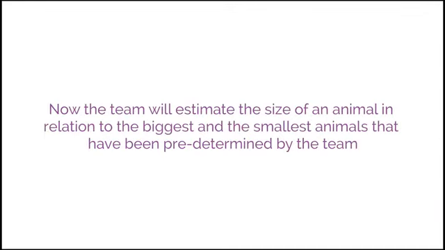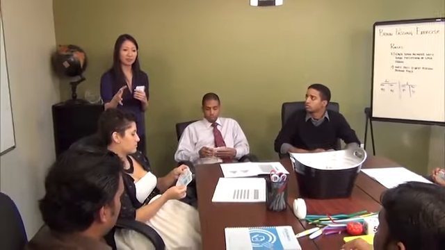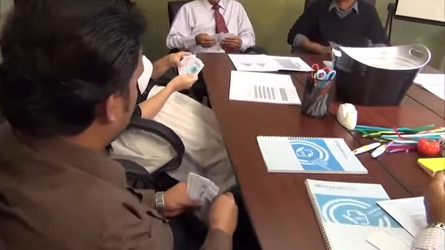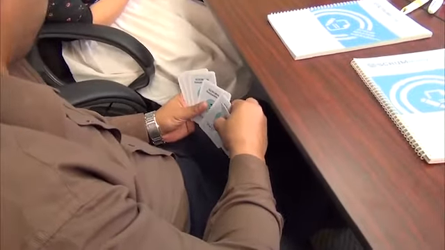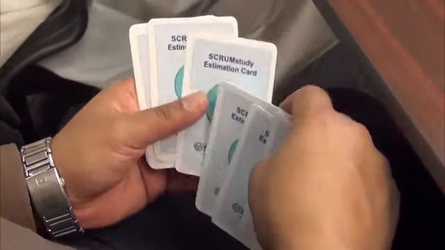Now the team will estimate the size of an animal in relation to the biggest and the smallest animals that have been predetermined by the team. The animal to be estimated is a horse. Let's see how the estimation is done using Planning Poker. So given that we've already decided that a whale is a 34 and an ant is a 1, what do you think a horse would be? Now don't show it to anyone yet.